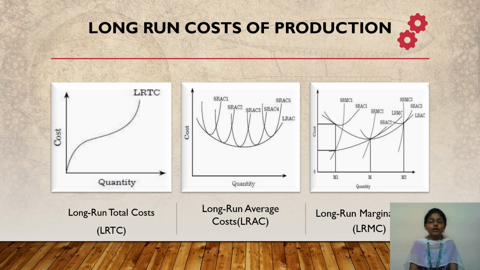And then we'll see about long run marginal cost. Long run marginal cost also has two slopes similar to that of long run average cost. It also has negative and positive slopes. The negative slope indicates economies of scale and increasing returns to scale, and the positive slope indicates decreasing returns to scale and diseconomies of scale. The long run marginal cost curve can be derived from long run average cost.